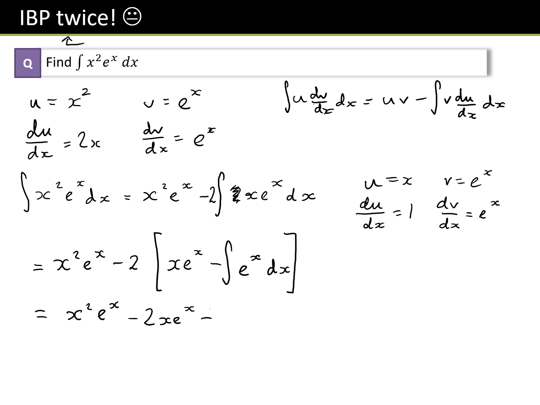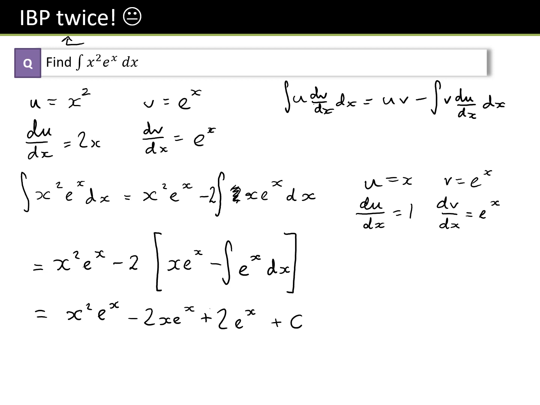What's that going to be? Well, e to the x integrated is just e to the x. So minus 2 times minus e to the x is positive 2 e to the x plus c. Okay?